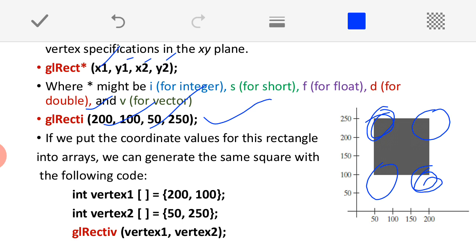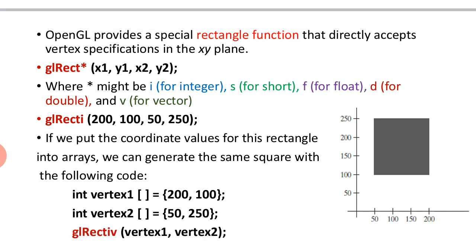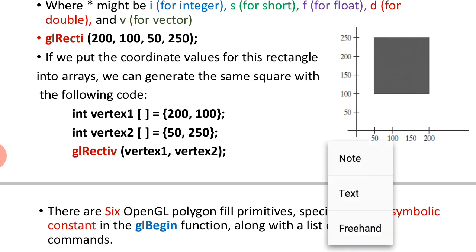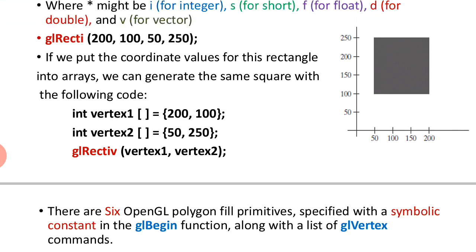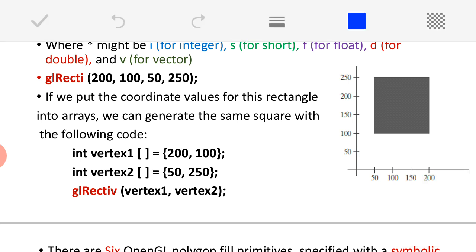This is a ready-made function, glRect, and here i stands for integer. You can define it as an integer or short or float or double, whatever it may be. I think all of you might have learnt this while using this type of structure in most of the OpenGL functions. And another important thing is, if you don't want to pass the absolute values directly in the function, you can even pass them through an array.